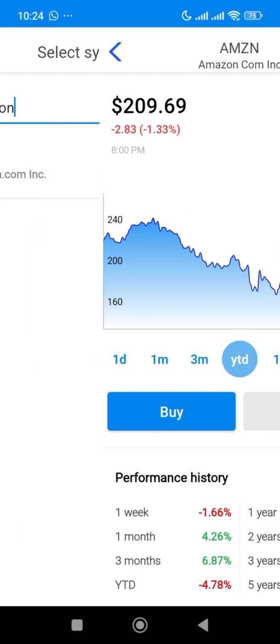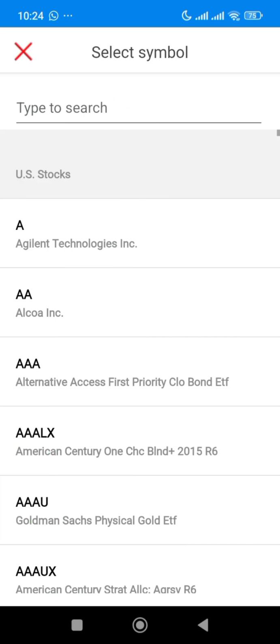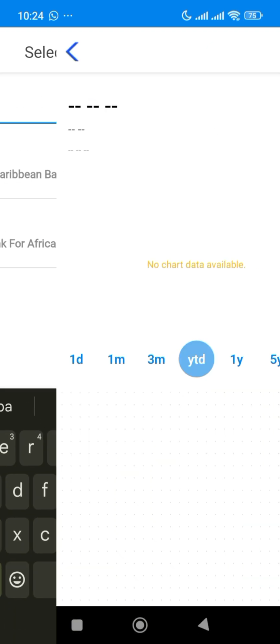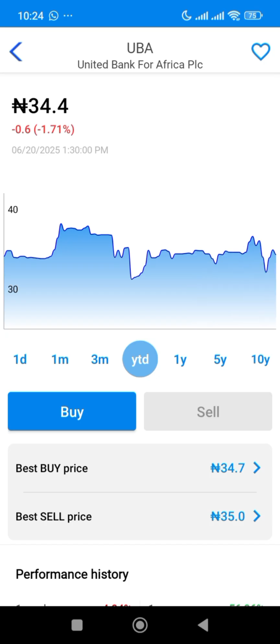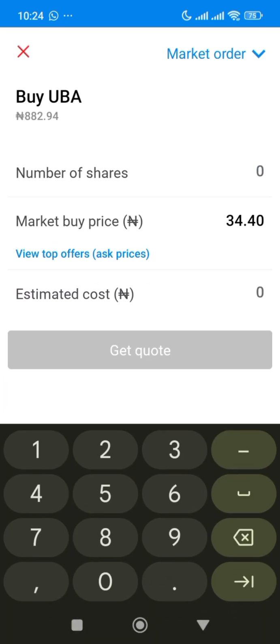Let me use the Nigerian one as an example also. Let's say this Nigerian one, let's put UBA. Now in this UBA, if you want to buy, all you have to do is click on buy. When you tap on it, you put the number of shares, or you just put the amount if you don't really know the shares. Let's say 5,000 will be giving you 142. Once you click on quote, they are going to send you details and the bank where you are going to pay to.